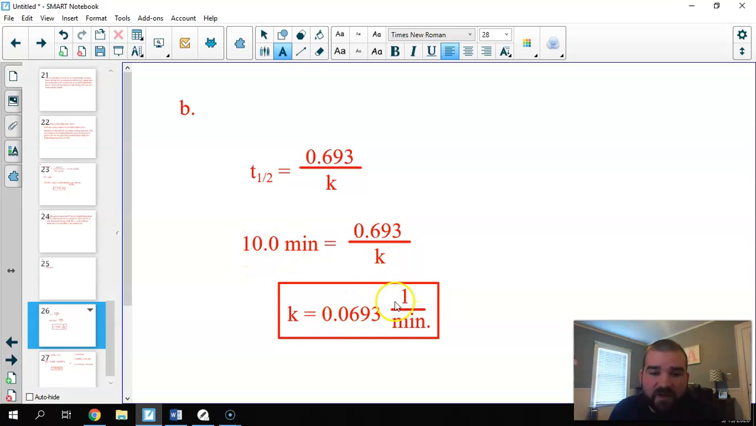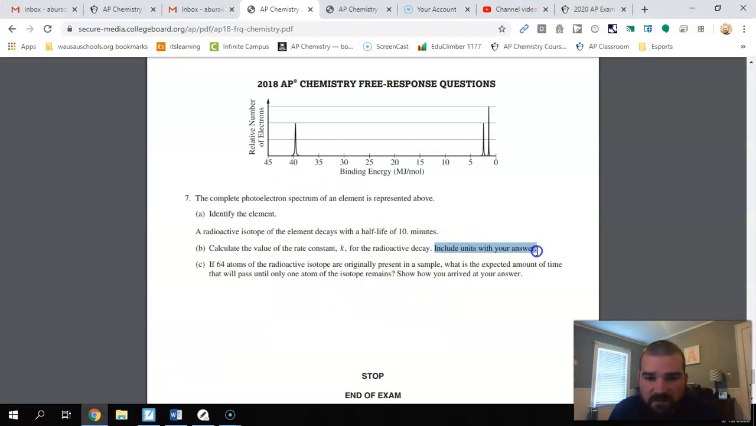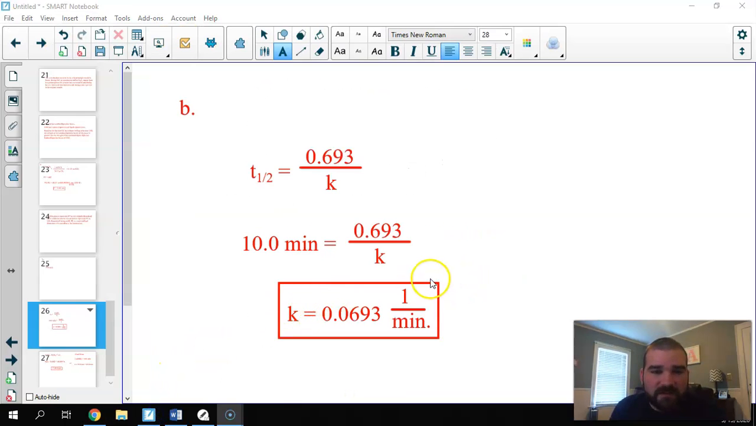Now, they're giving a point for the unit in this question because it says include units in your answer, meaning it's really, really important. So when you do this, this is going to be a first order reaction. Again, it's first order because all of the half-life problems they ask you are first order. And all we're doing is taking a unitless number divided by minutes. So the label is going to be 1 over minutes. Or you could write that as minutes to the negative 1 power. That works too. But that's what we got.